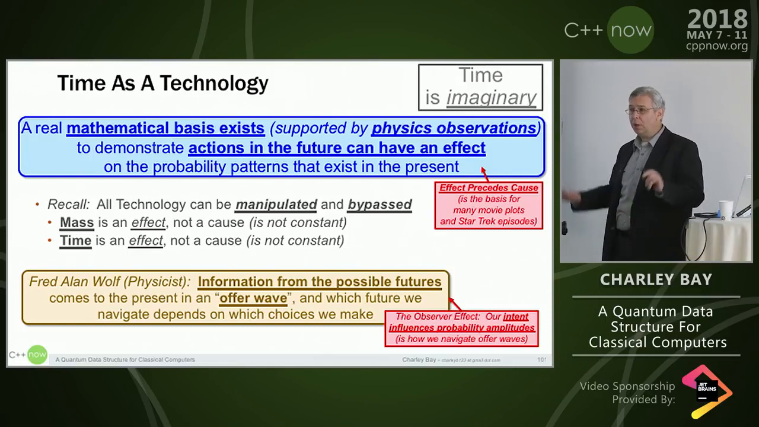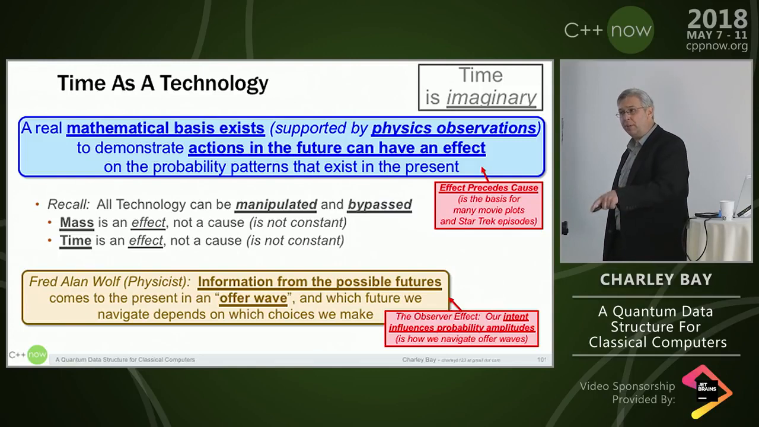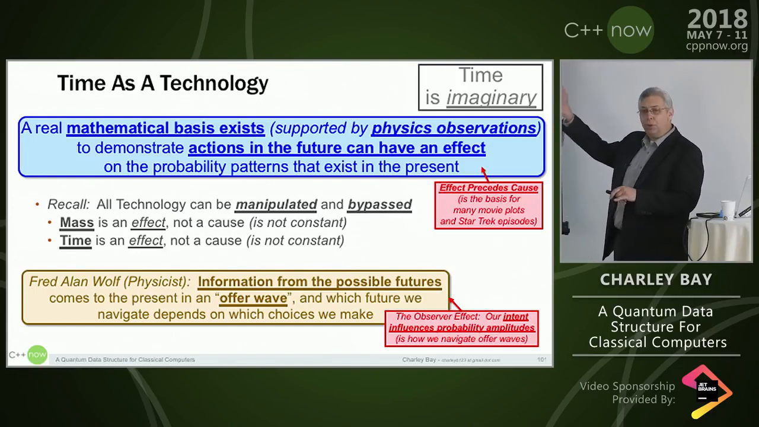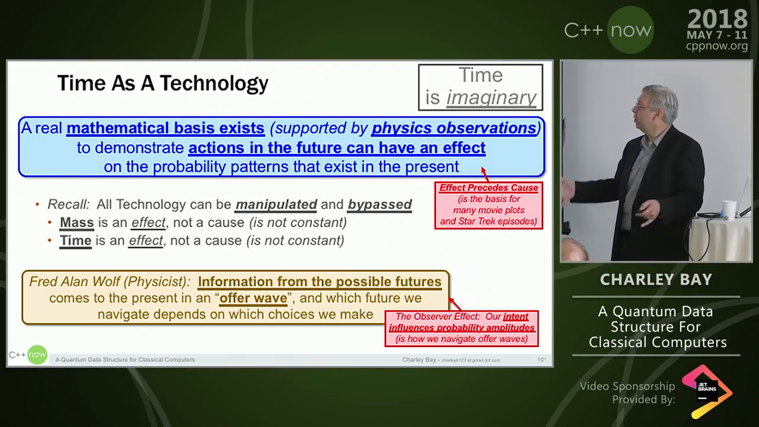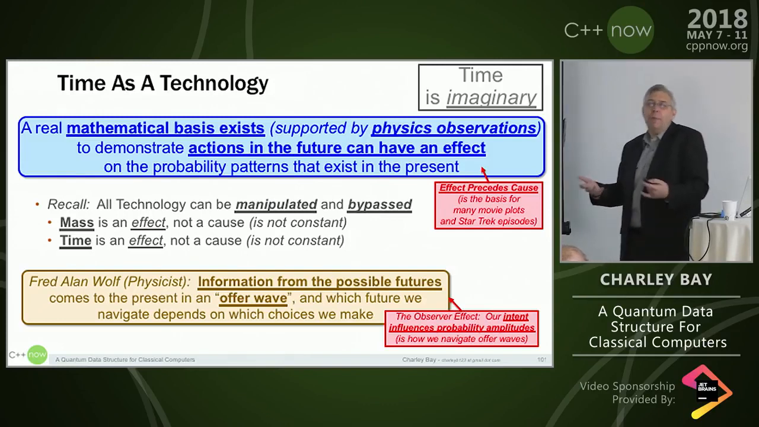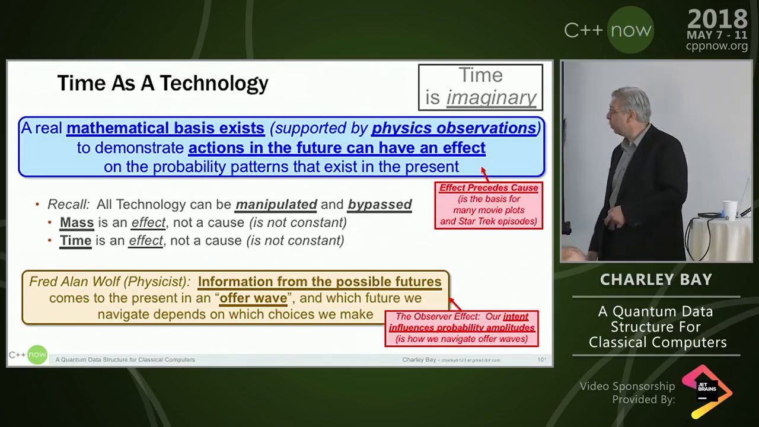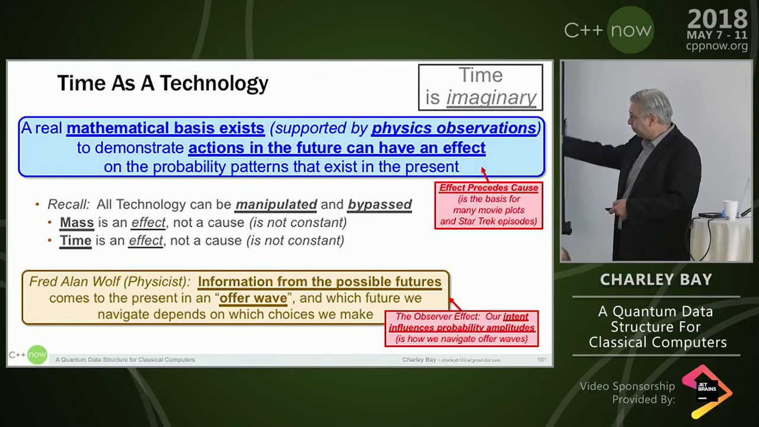Effects precede cause. A lot of TV shows talk about it, so I don't need to. But mass is an effect, not a cause. True mass doesn't exist. Time is an effect, not a cause. So we use those, they're interesting. We need to serialize sense in our lives, but time is just a mechanism we're using. It's a technology which we can play with and manipulate.